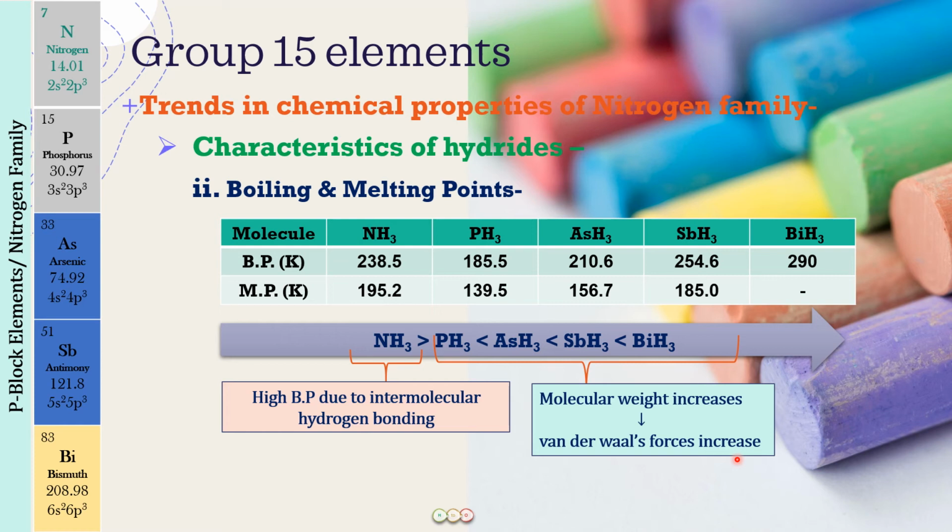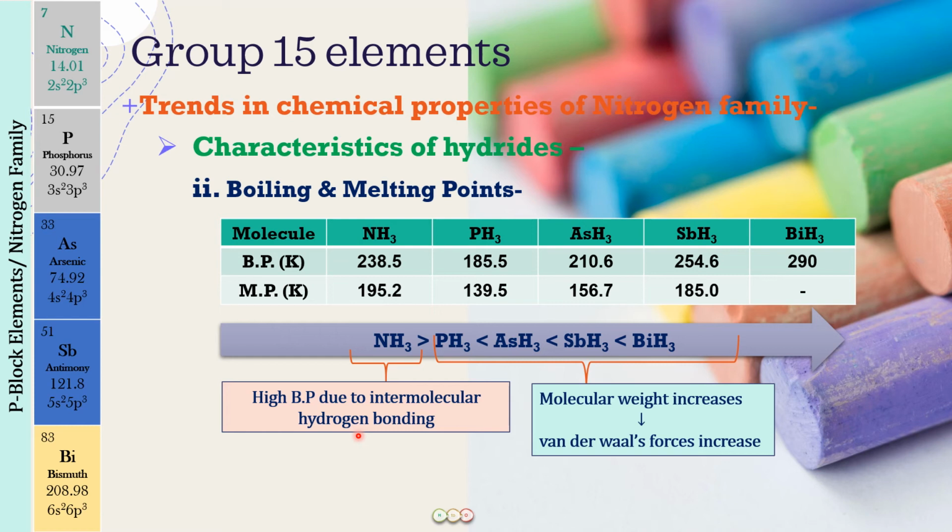Right, so boiling point is the conversion of a liquid into a gas. Therefore, we see that as the molecular weight is increasing, the van der Waals forces of attraction are increasing, and the boiling points are increasing. But then why in the case of ammonia, which has the least molecular mass, is the boiling point high? Well, that is because of the intermolecular hydrogen bonding.